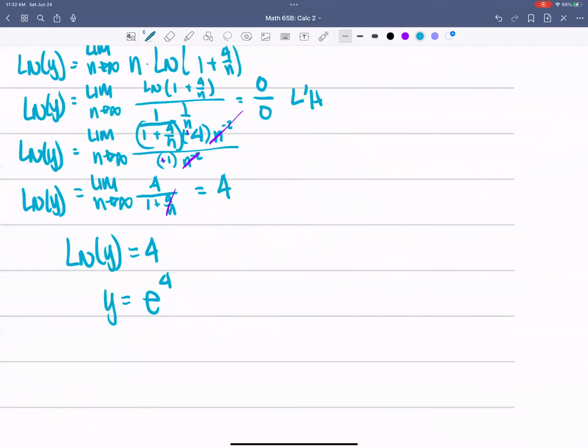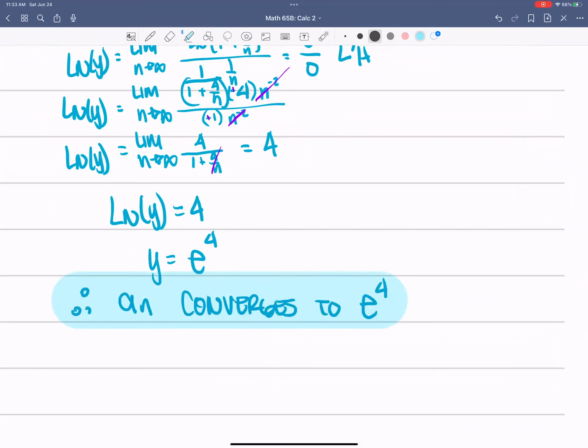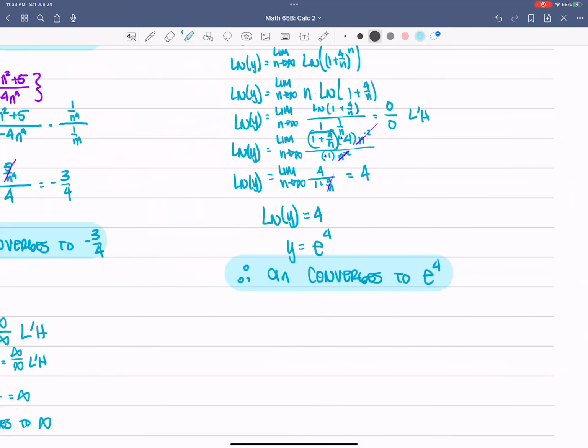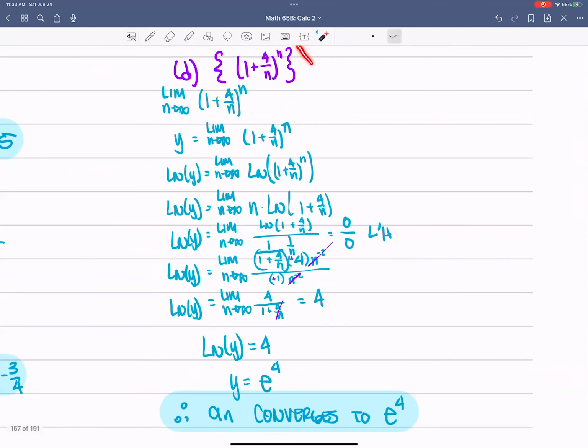So Euler's number. What we could say is, therefore, this sequence a sub n converges to e to the power 4. This is actually a property that we could apply whenever we see something of this form. We automatically say that it's e to the power omega, whatever omega ends up being.